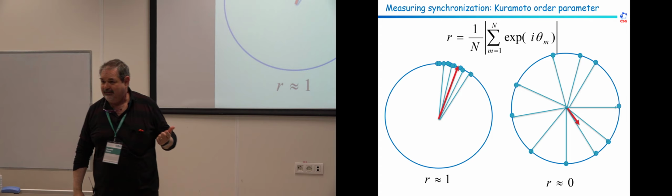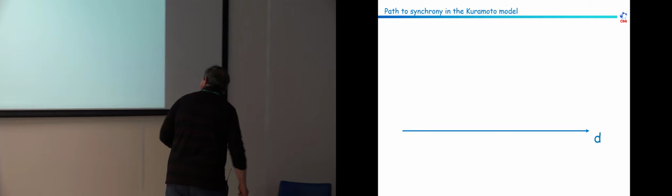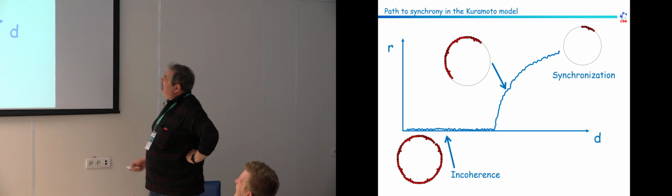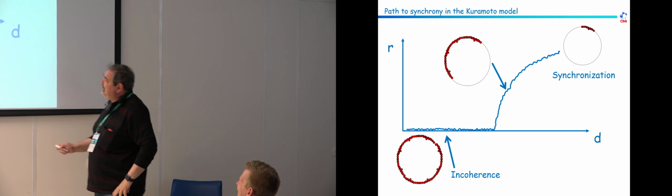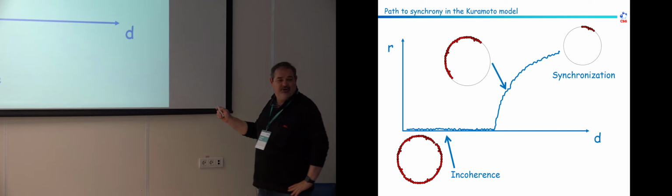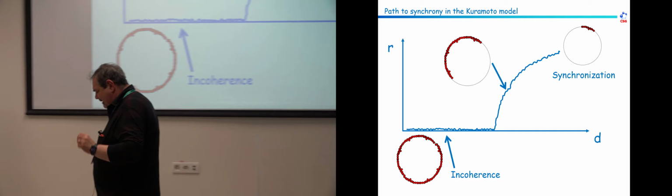So basically what was in the movie is this representation, where I have a control parameter D, the coupling strength, and I'm passing from a situation of complete disorder to a situation of complete order. And the key point, and I want to launch the first message of the talk, is what is happening here in the middle.